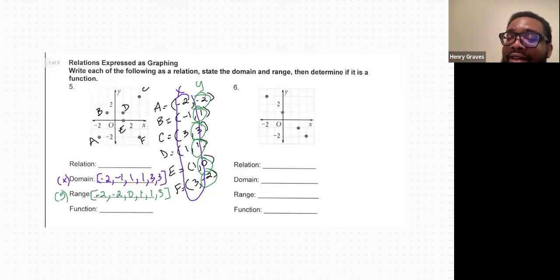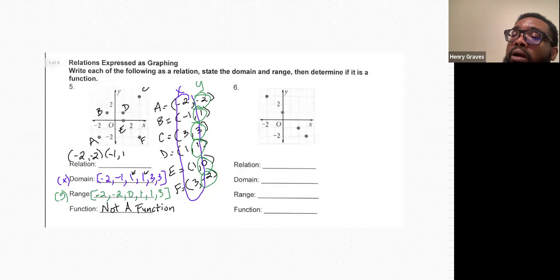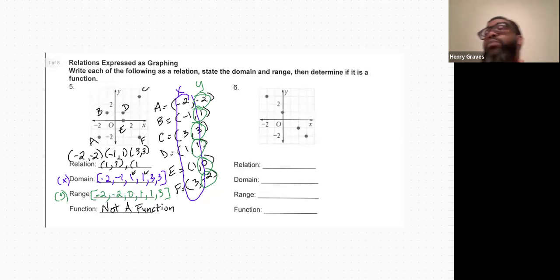This is not a function. And of course, my relation is going to be the ordered pairs. So I'm just going to write them all out. -2, -2, -1, 1, 3, 3, 1, 1, 1, 0, and 3, -2. There we go. Perfect.